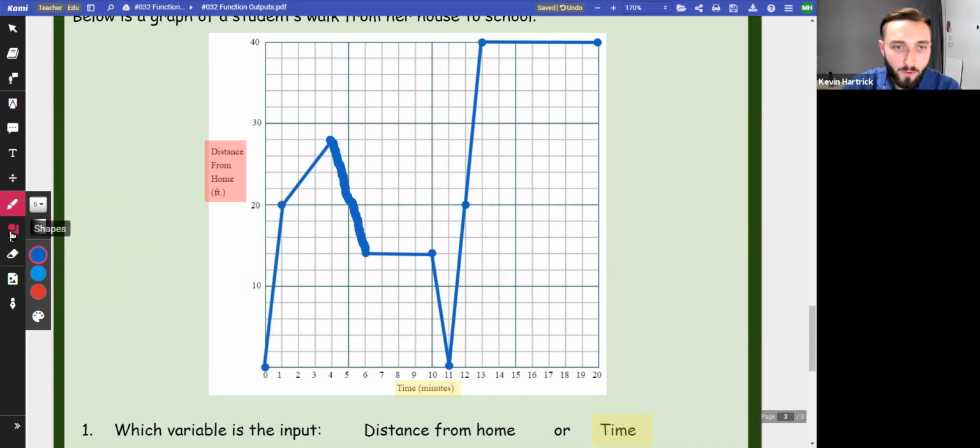Then she hits this spot. What happens here? Well, between the minutes of 6 and the minutes of 10, she's not going anywhere. She's not going towards home. That would be in this direction. And she's not going towards school, which is in that direction. Towards home is in this direction. She's not going either direction. She's just staying where she's at.